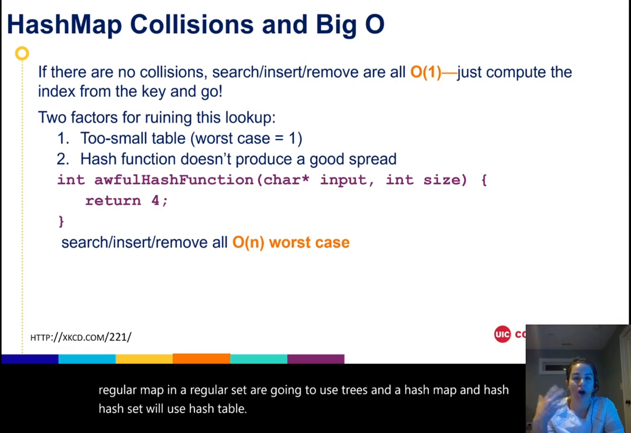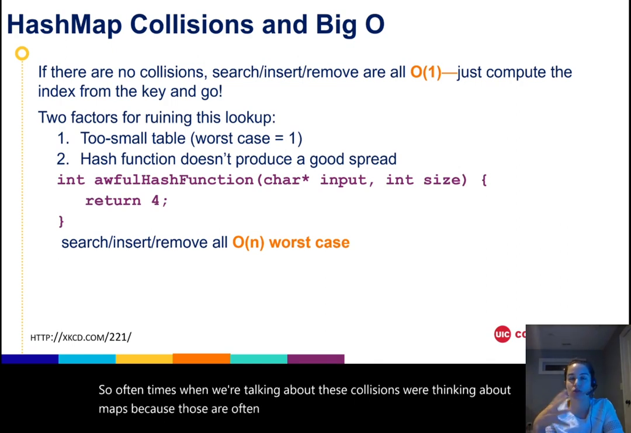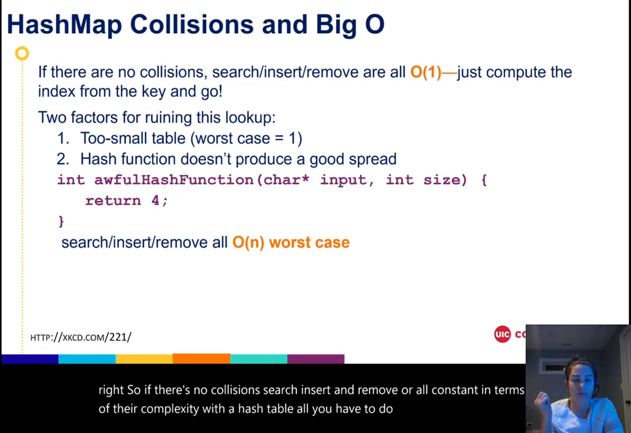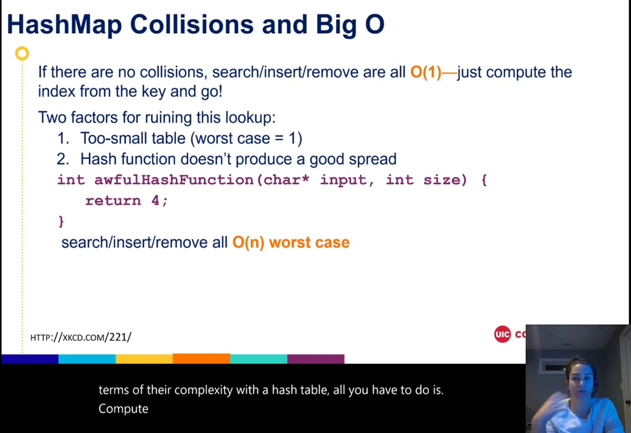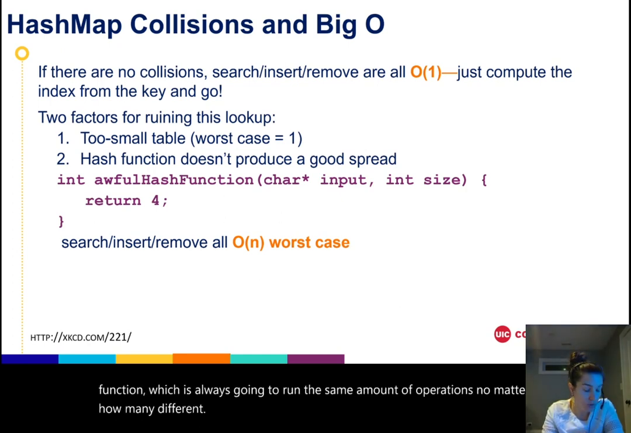Oftentimes when we're talking about these collisions, we're thinking about maps, because those are often the abstractions we use to do quick lookup, right? If there are no collisions, search, insert, and remove are all constant in terms of their complexity. With a hash table, all you have to do is compute the index from the key, which is just passing it through a hash function, which is always going to run the same amount of operations no matter how many different elements are inside of your array.